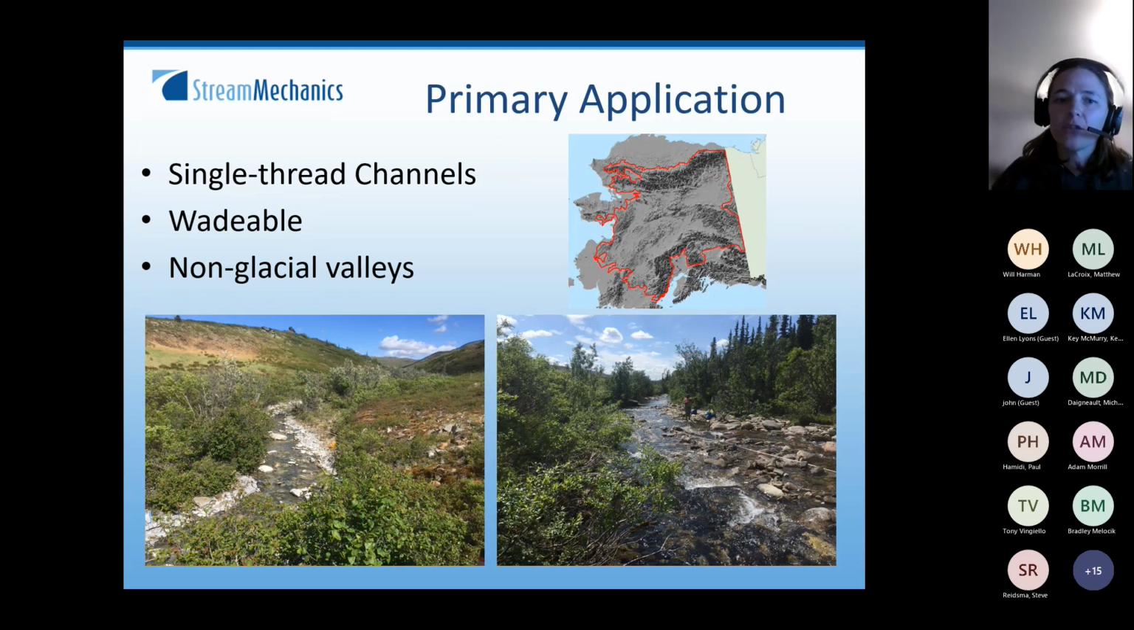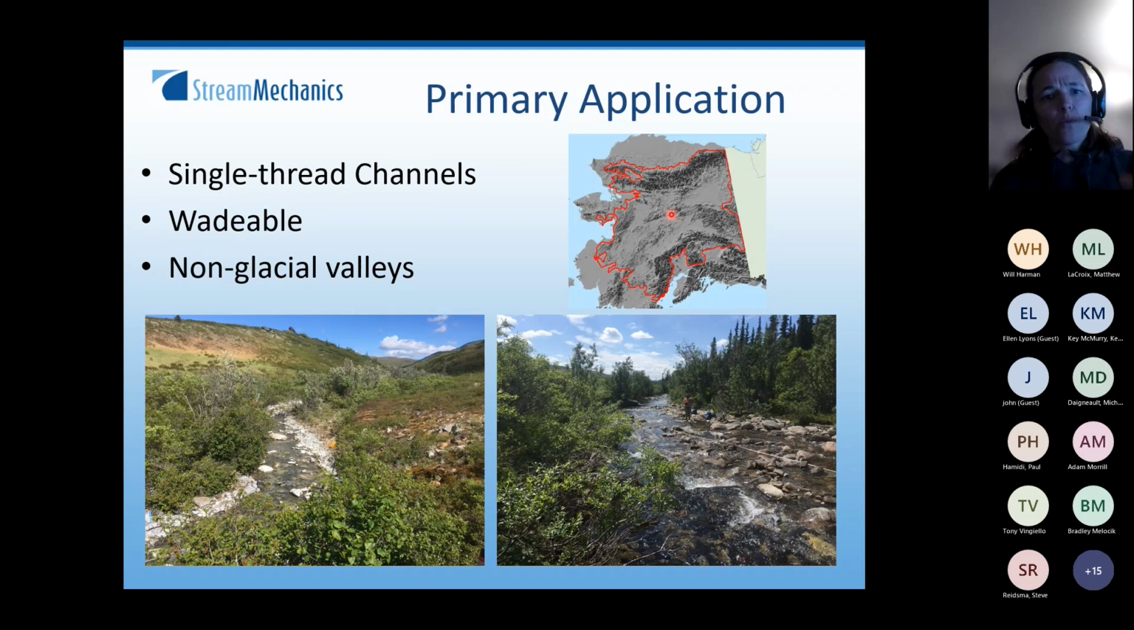So this particular SQT was developed for the Alaskan interior. And if you can see the red outline on the map there, those are the ecoregions that we consider part of the Alaskan interior. It was developed primarily with data from single thread channels. They are wadeable and non-glacial valleys. So colluvial, alluvial valleys, not the highly dynamic systems that are in the glacial valleys.